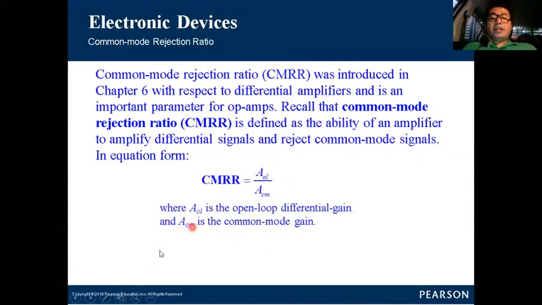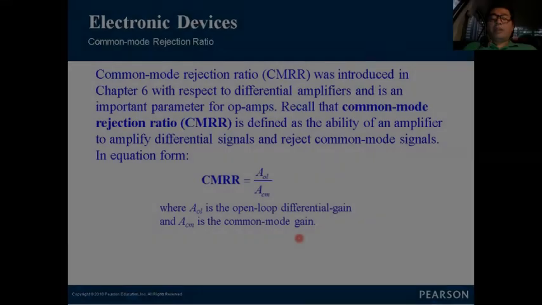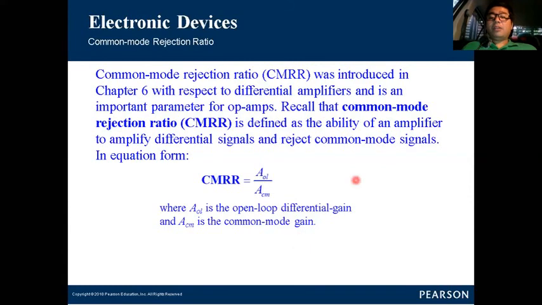Ang A sub CM is the common mode gain. Remember, itong common mode na to, it pertains to the noise. Meron daw palang gain yung noise. In a practical sense, meron at meron pa ring gain na nakukuha yung noise natin. So this is dependent on the type of operational amplifier na gagamitin natin sa ating circuit. No? So ang mas magandang value dito is maliit lang, syempre. So later on, we will have an example to give you a picture of this CMRR.